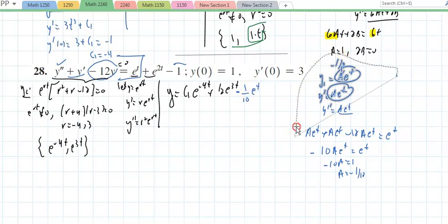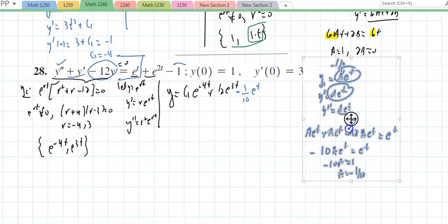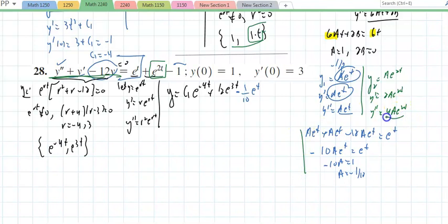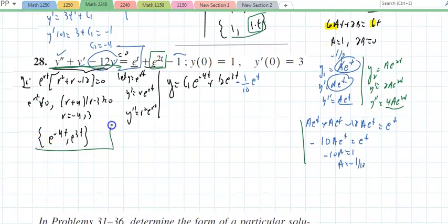Then I'm going to go for the second piece of the superposition. I'm going to go for the second piece, this piece. So I'm going to take this equaling this. In that case, what would change? I will say y particular is going to be a e to the 2t. y prime is 2a e to the 2t. y double prime is 4a e to the 2t. And now if I plug those in, look at that.